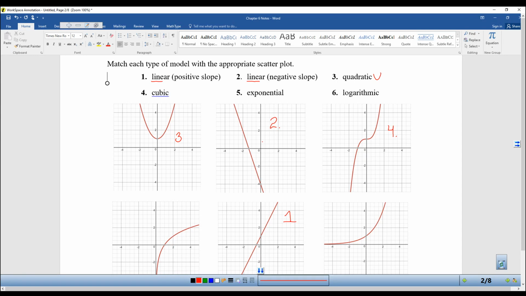Let's see, exponential. This is what we look at when we see exponential growth specifically. It has an asymptote here. So this is number 5. And this is going to be logarithmic, which is the inverse of the exponential function. Not that you need to draw that on there, just as a reminder. So this is number 6.